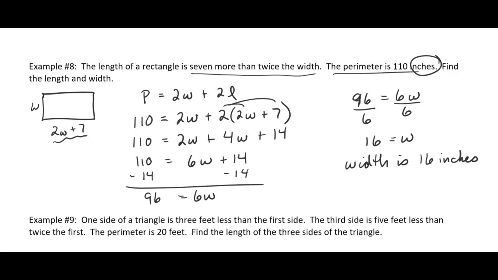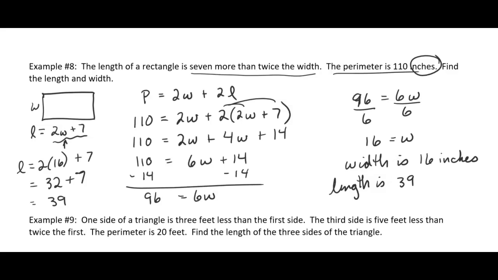Now the length, that's going to take me a little bit more work. So I've got to go over here to where I have a representation for the length. You could even write the length is equal to 2W plus 7 if you like the looks of that. So the length is going to be 2 times 16, because that's my width, plus 7, or 32 plus 7, which is 39. All right, so the length is 39 inches.